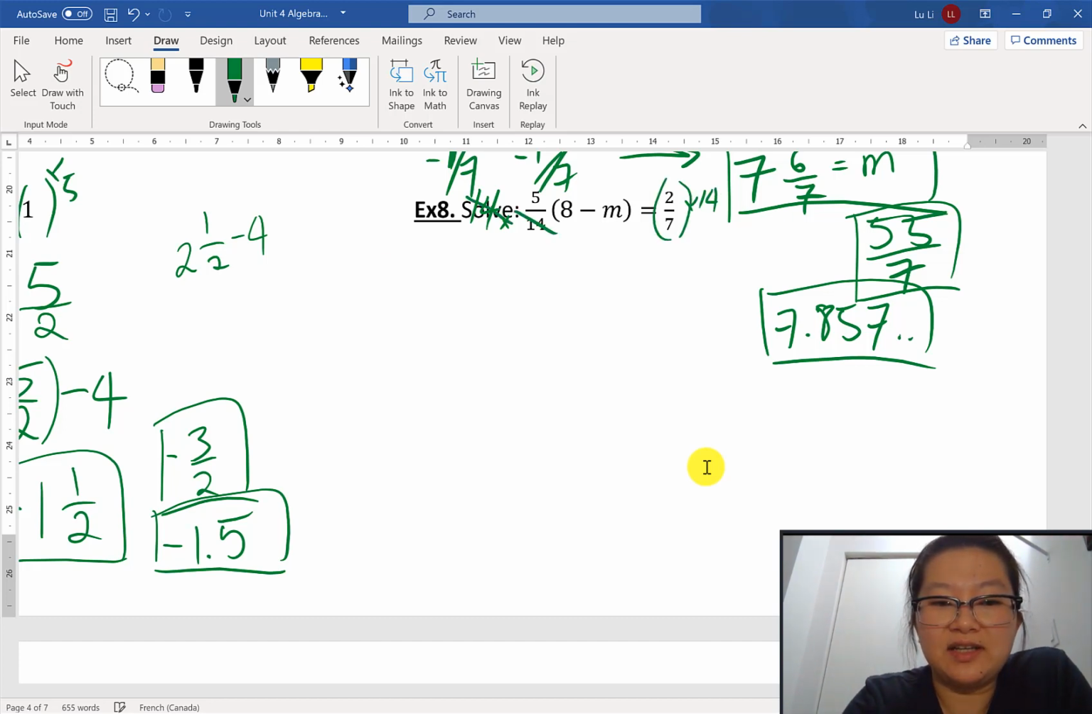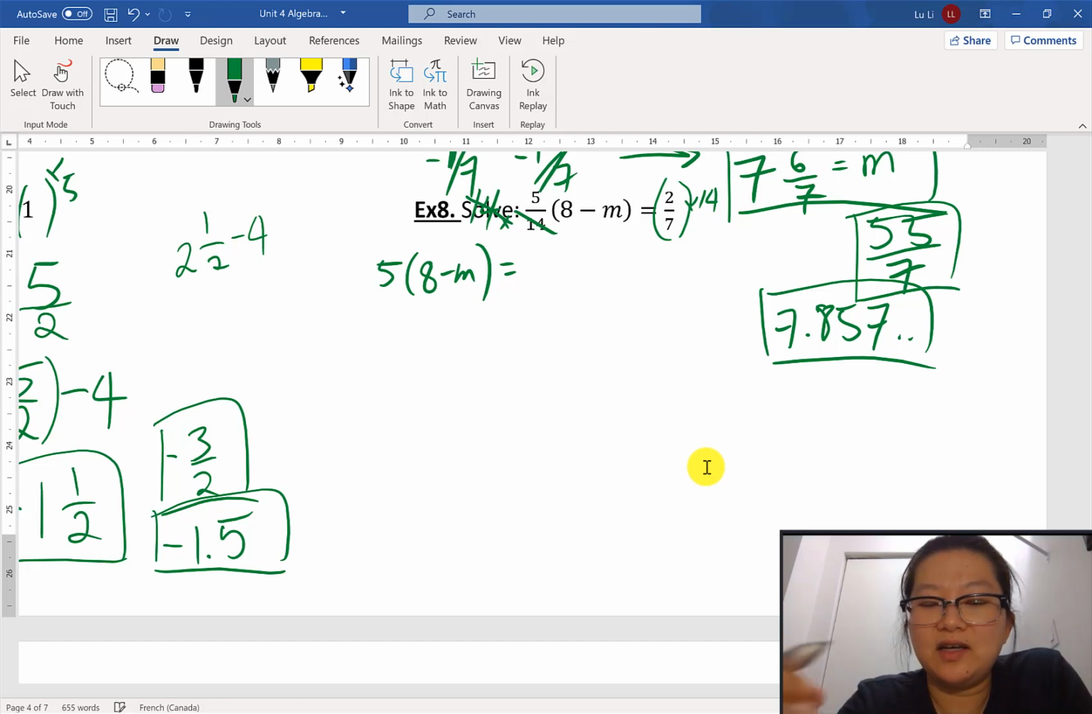14 gets rid of 14, I get 5 times the quantity 8 minus m, and this is equal to 2 over 7 multiplied by 14. Oh, that's cool. Guess what? Instead of multiplying by 14, I have 7 on the bottom of my fraction. I can just get rid of this 7 and then factor the 7 out of this 14, giving me a 2 instead. So now I have 2 times 2 over here, which is just 4.